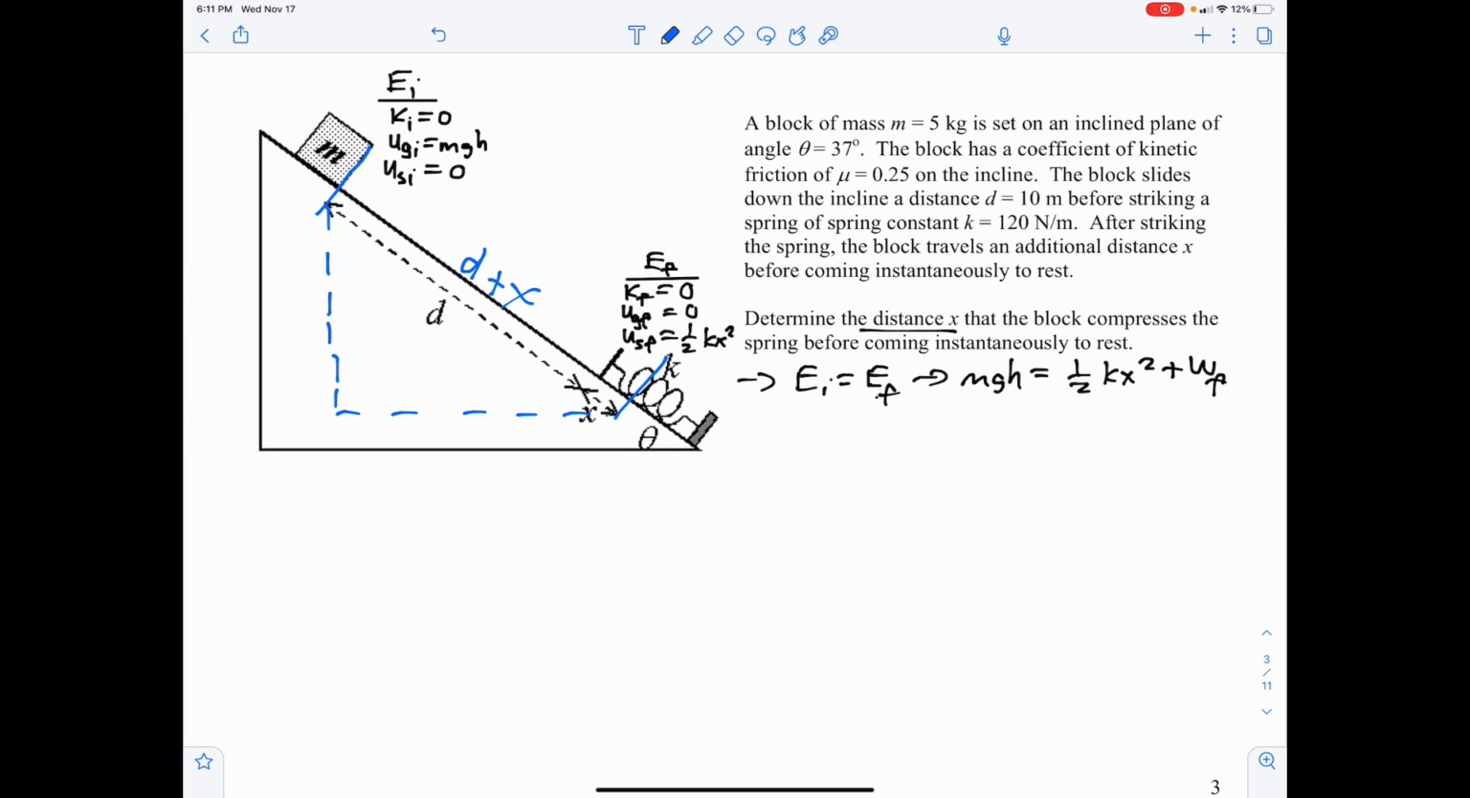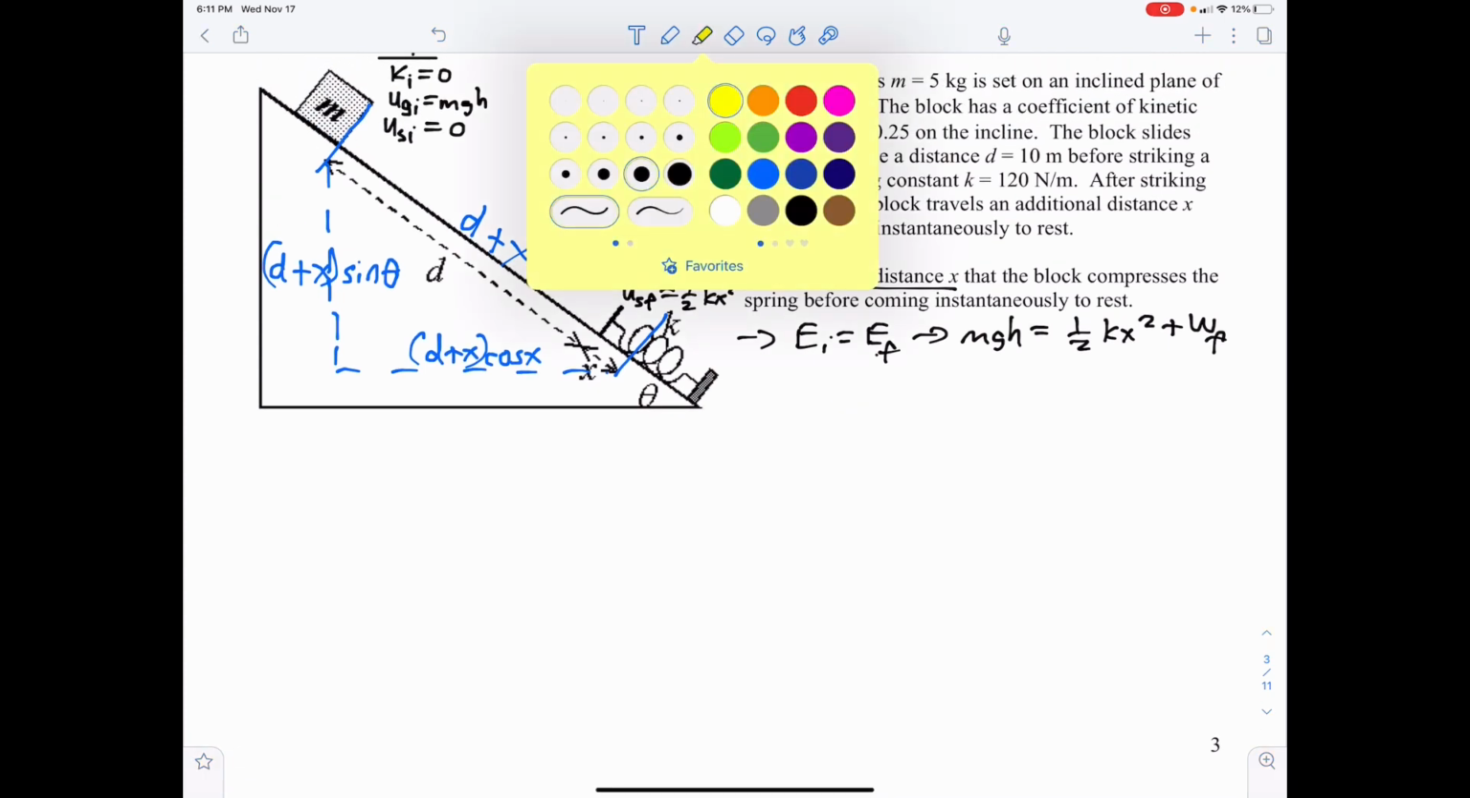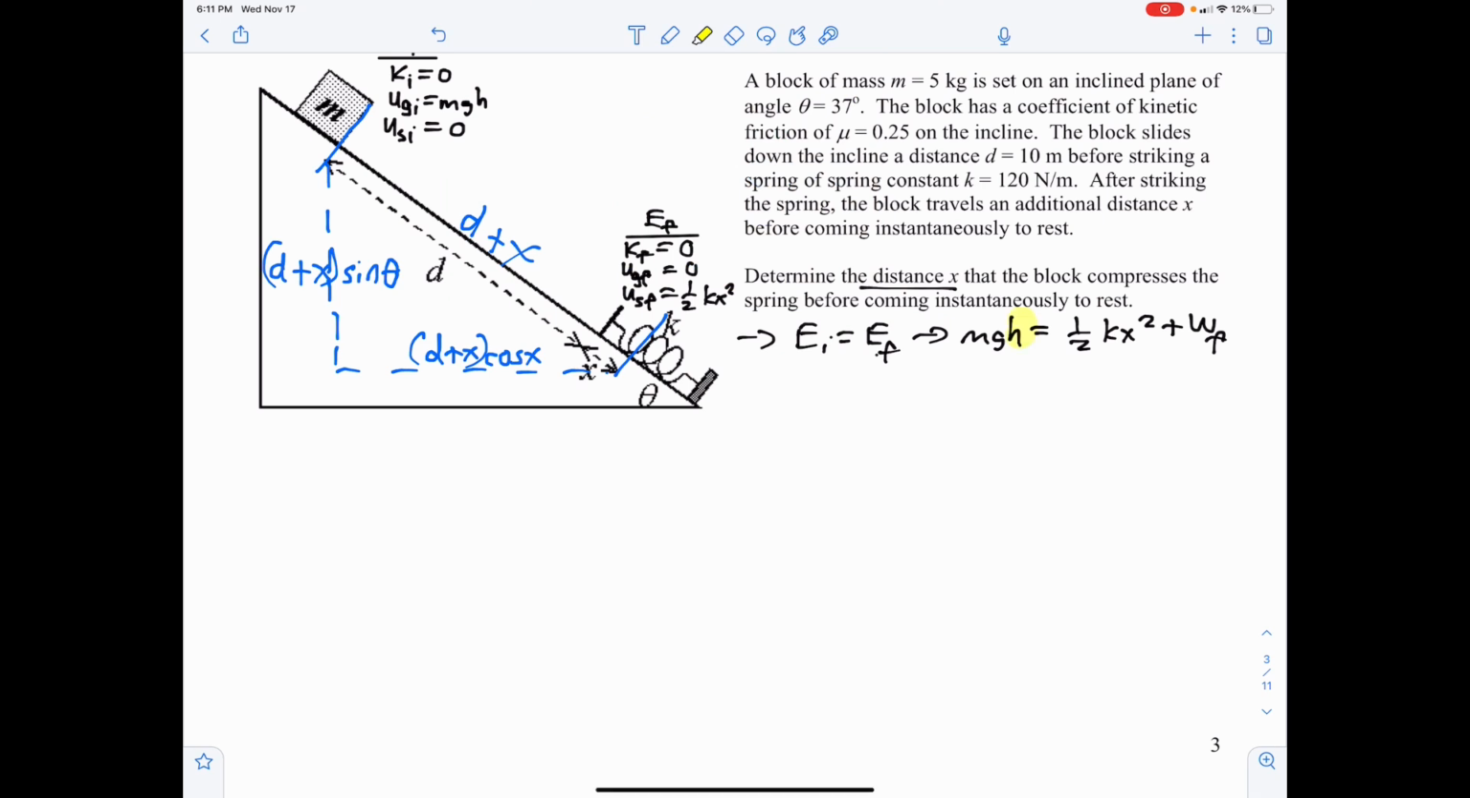If that's the hypotenuse of the triangle, that makes this side d plus x times the sine of the angle, and that makes this side d plus x times the cosine of the angle. And at this point, we're really just going to be making some substitutions for various points along the way. So my first substitution is for height. The height is going to be that value right there, d plus x times sine theta.